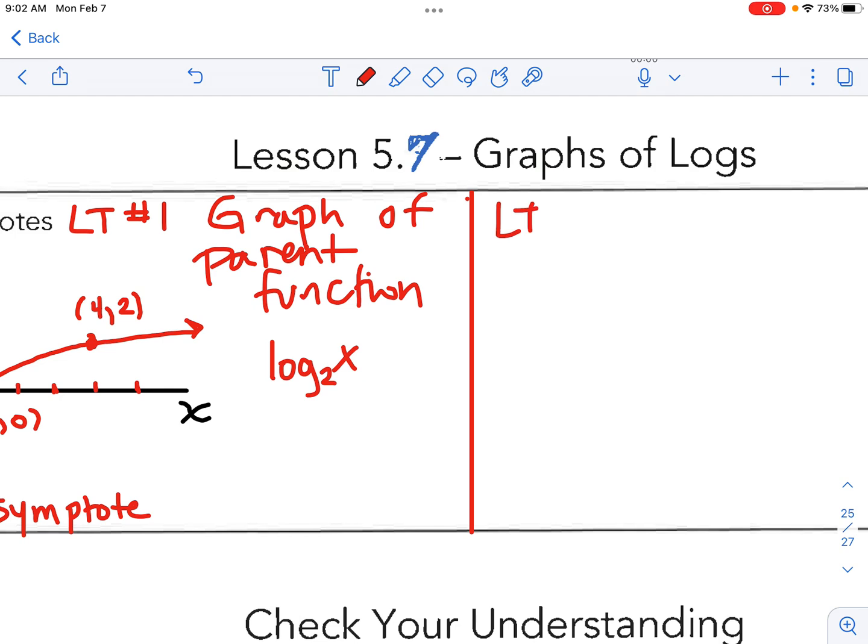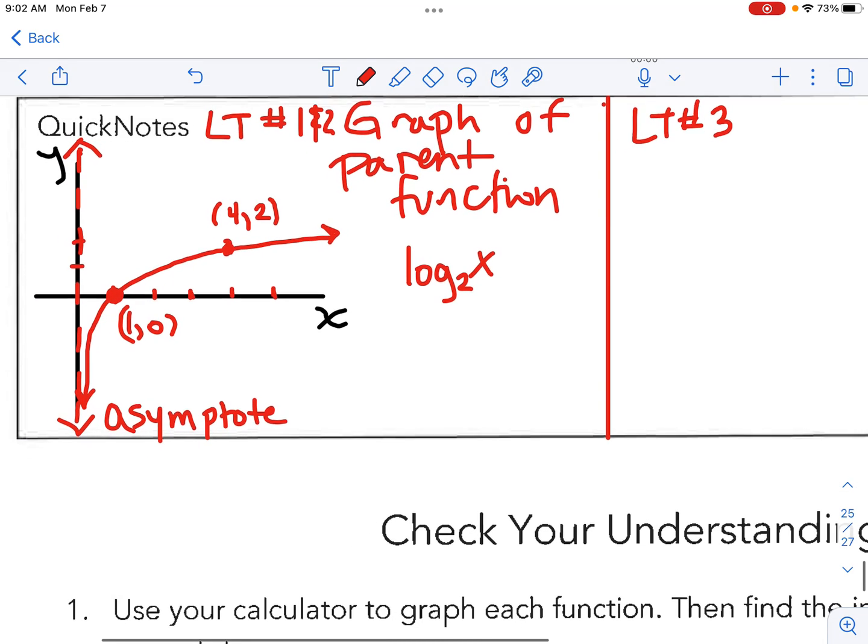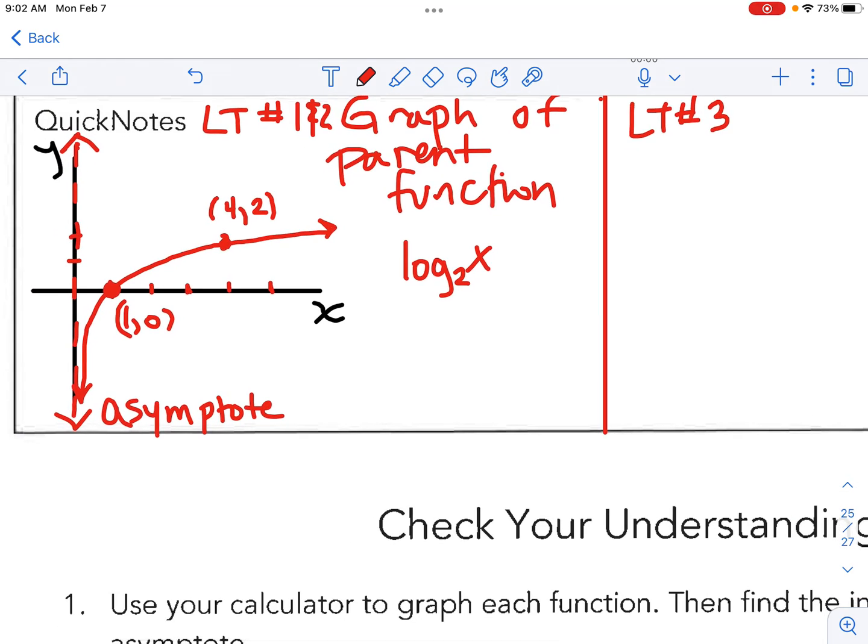And so the other learning target, number 3. Oh, this is 1 and 2. Shoot. Okay, this is 1 and 2. Let me get a little more specific about what number 2 is. If we want to transform, so learning target number 2, I didn't see it, they combined them, is transforming this.